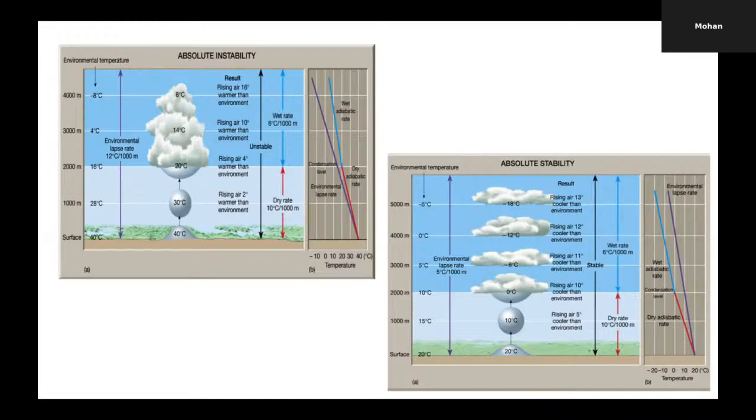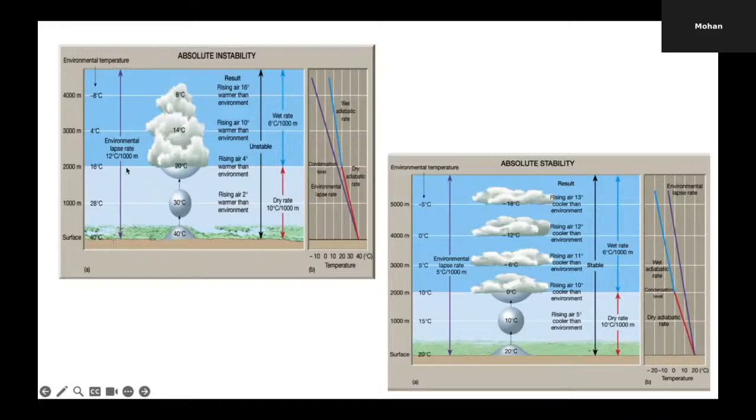Let us consider a parcel at 40 degrees centigrade, because the initial parcel is also in equilibrium with the environment, so the environment is also 40 degrees centigrade. You can see that it decreases by 10 degrees centigrade per kilometer. So in 1 kilometer, the parcel goes to 30. Because the atmosphere is completely dry, the parcel loses its temperature by the dry adiabatic lapse rate, 10 degrees centigrade per kilometer, but the environmental lapse rate is slightly different.